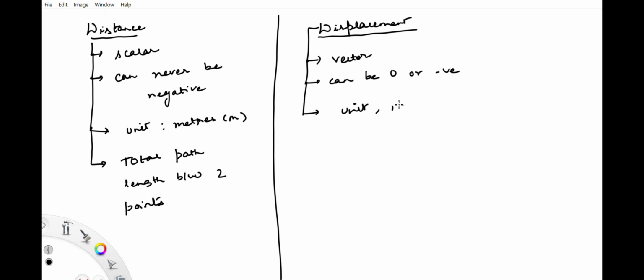The unit can be in meters, and displacement is the shortest path between 2 points. So I hope the difference between distance and displacement is clear. So let's have a look at a couple of numerical problems.